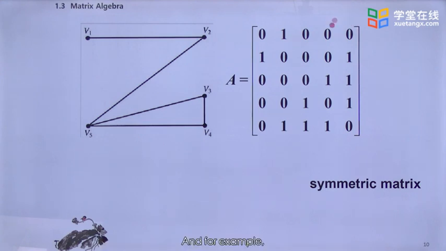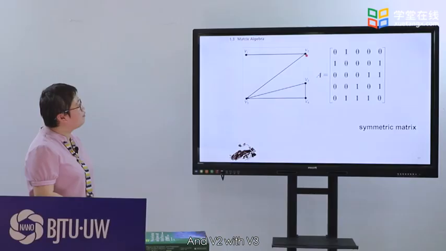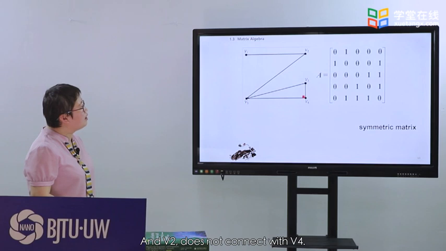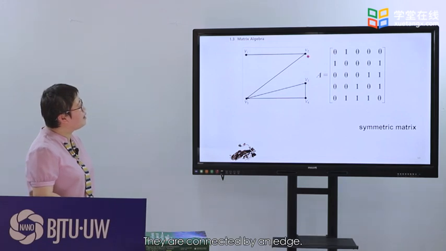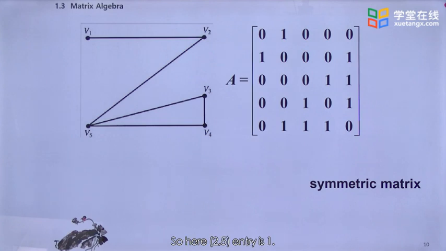Okay. And for example, the second row, consider V2, right? V2 is connected with V1, so here is 1. The 2, 1 entry is 1. And V2 and V3, we do not have an edge connecting them, so it's 0. And V2 does not connect to V4, so here it's also 0. And we only have V2, V5. They are connected by an edge, so here the 2, 5 entry is 1. Similarly, you can write all the entries of this adjacency matrix A.